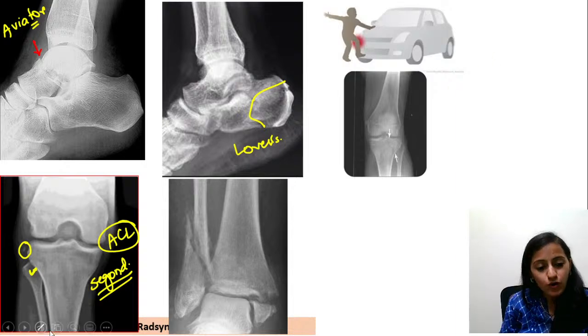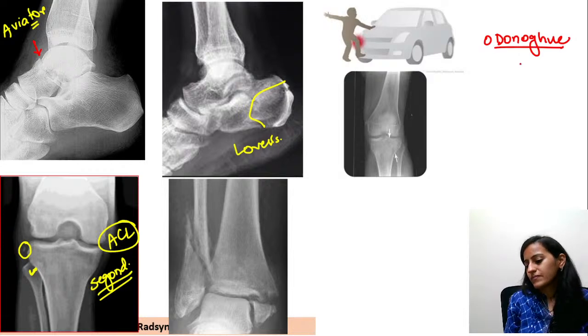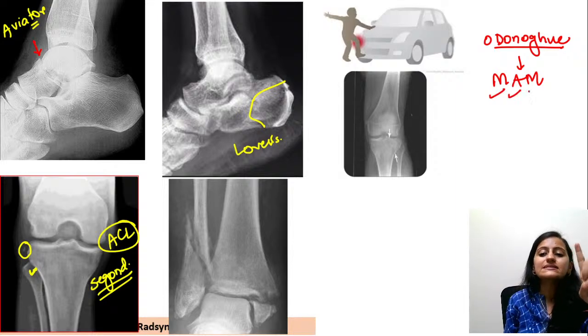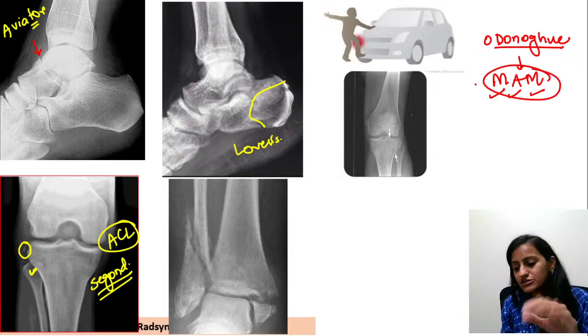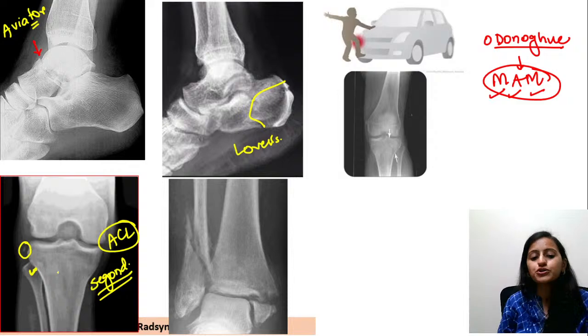Right? What is your O'Donoghue's triad? What is the O'Donoghue's triad basically? The O'Donoghue's triad, remember the mnemonic is MAM. That is, it is your medial meniscus, ACL, and medial collateral ligament injury. Okay, the three structures which are injured together. So that's your Segond's, ACL, O'Donoghue triad.